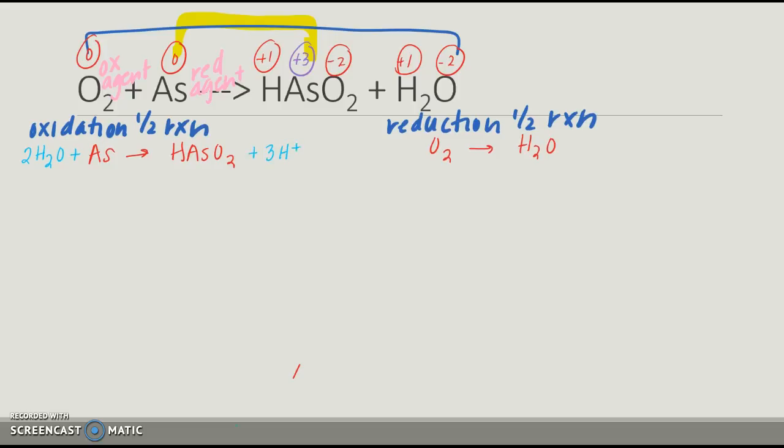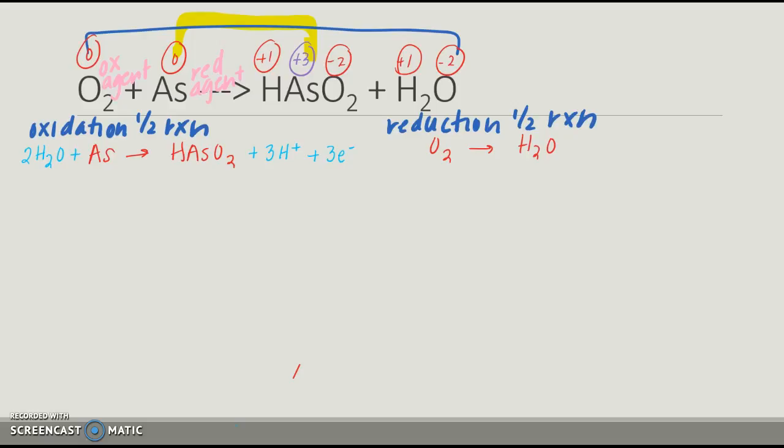I have 0 charge on the reactant side. I have a +3 charge on the product side, so I need to add 3 electrons. Once I do that, if you look at it, it is balanced by atoms and by charge, and my electrons are on the product side, which means they're being lost, which is definitely valid when it's an oxidation half reaction.